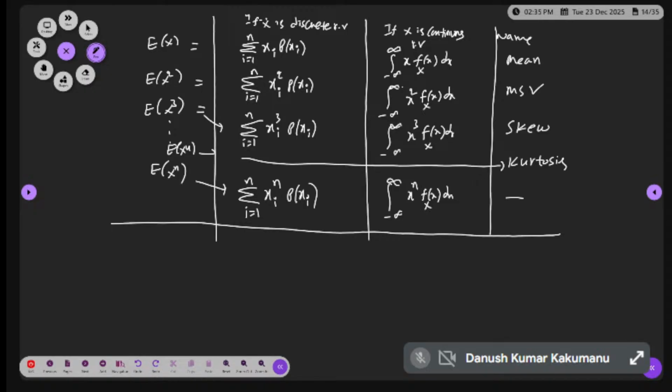If all of you have studied this in BTech, is it there? E of X concepts are there or not? You are not responding. Some of you have the P&S subject, na? P&S.